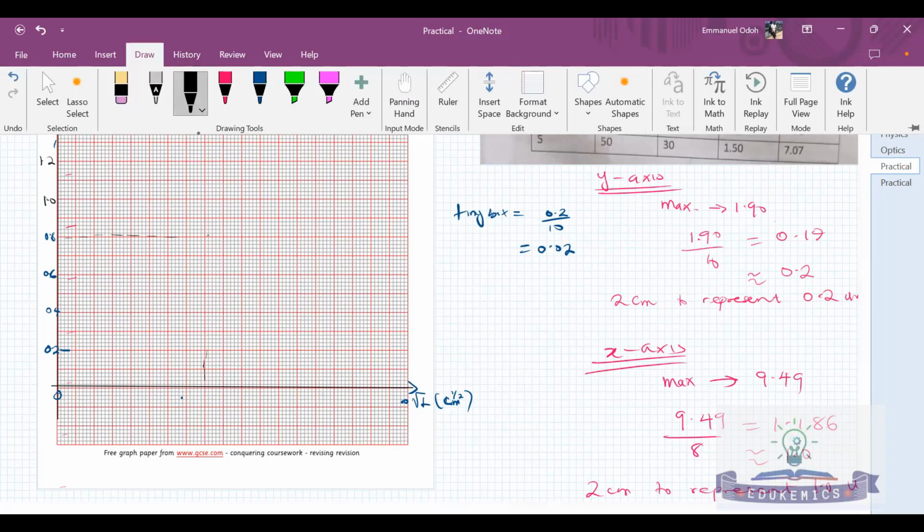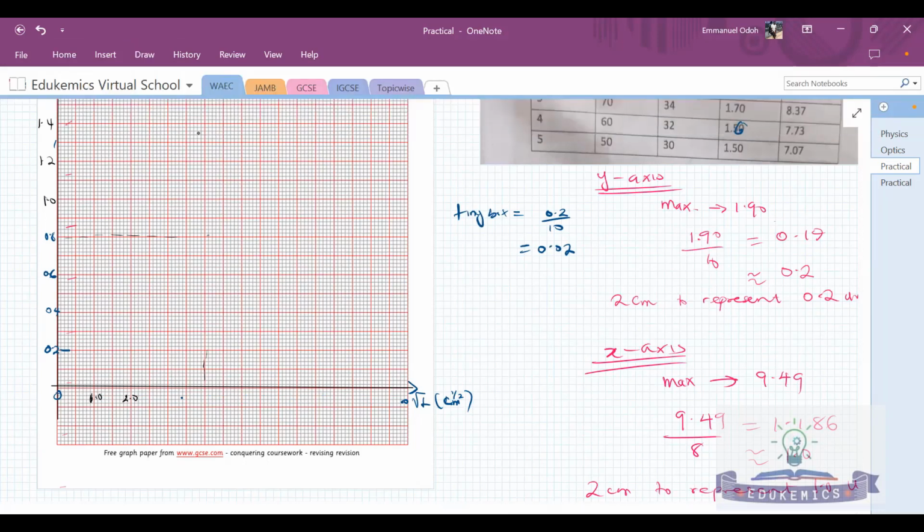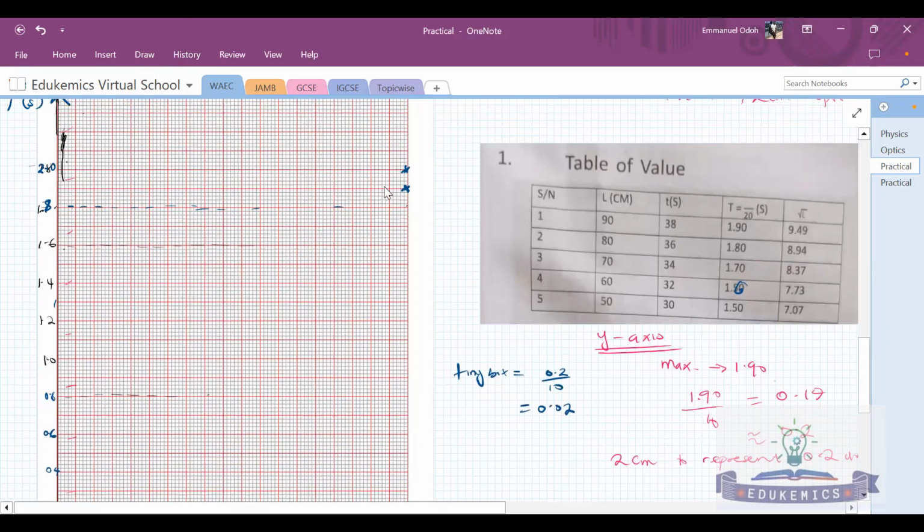You have 1.0, 2.0, 3.0, 4.0, 5.0, 6.0, 7.0, 8.0, and 9.0. So good. So 9.49, yeah, that is there. Now we have 8.94. This is 9. This is 8, 8.94, somewhere almost 9.